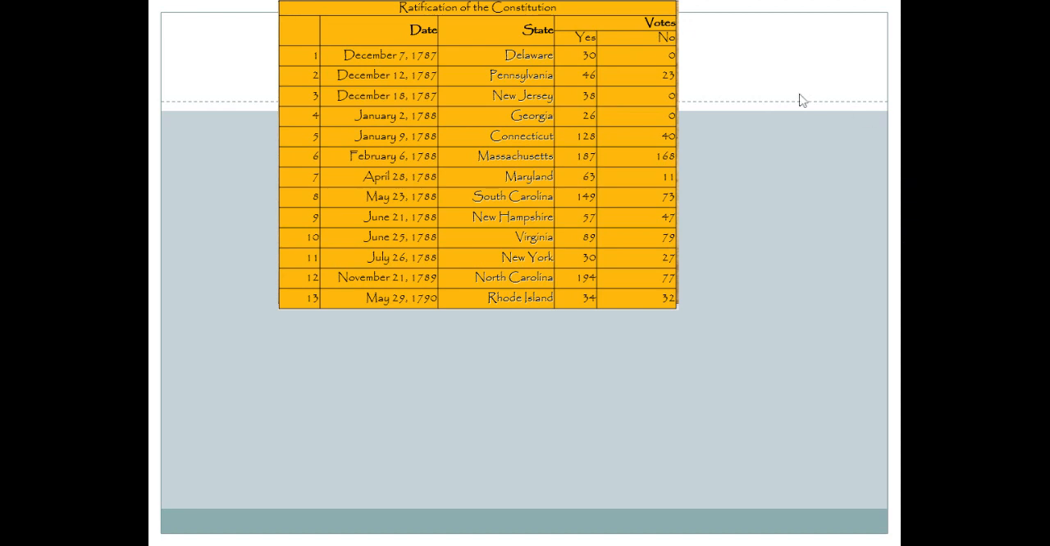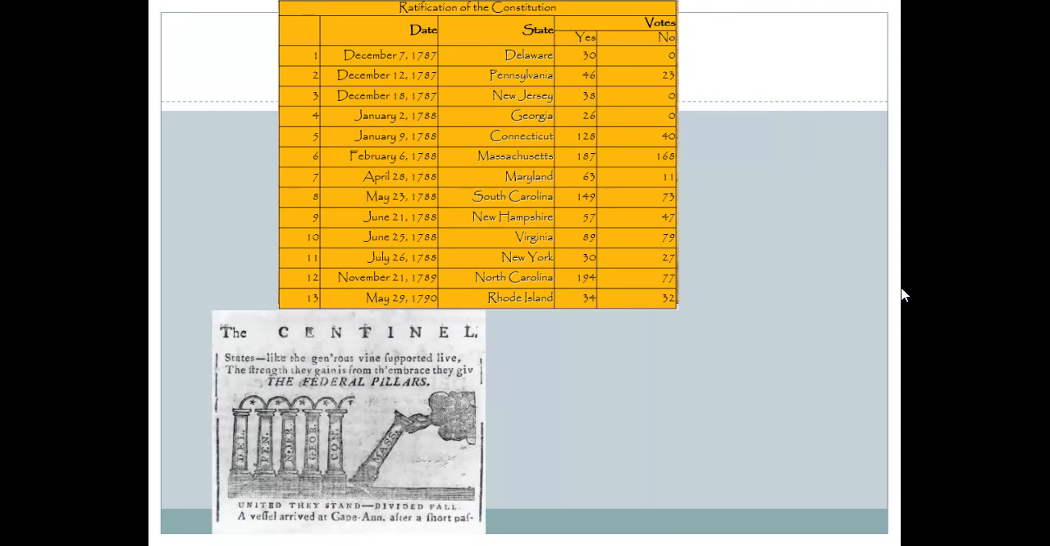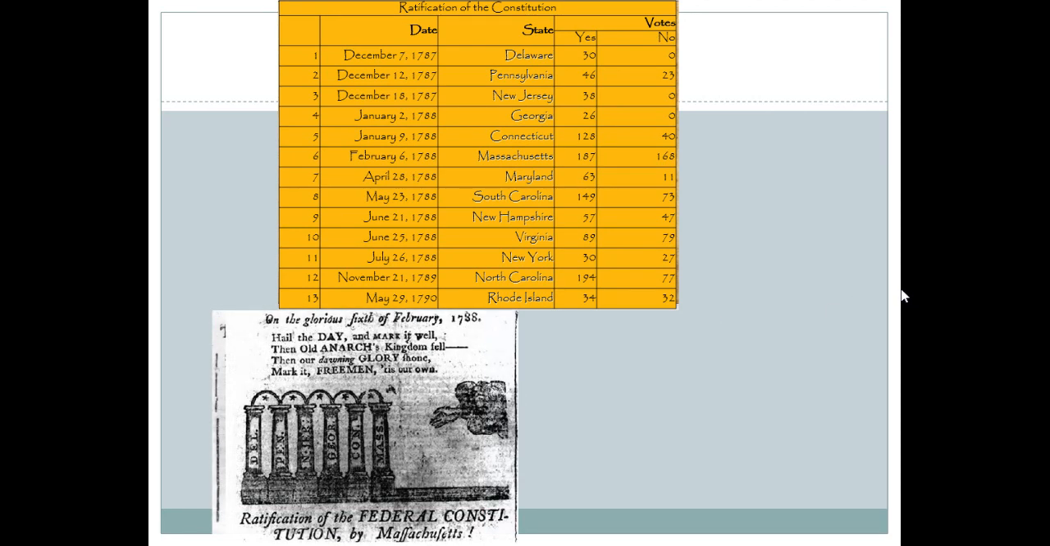And you can see Delaware is going to be one of our first states to ratify. Some of our larger, more populous states like Virginia and New York, it will take them quite a while to ratify. Rhode Island, which didn't even want to participate in that constitutional convention, will be the last state to ratify.